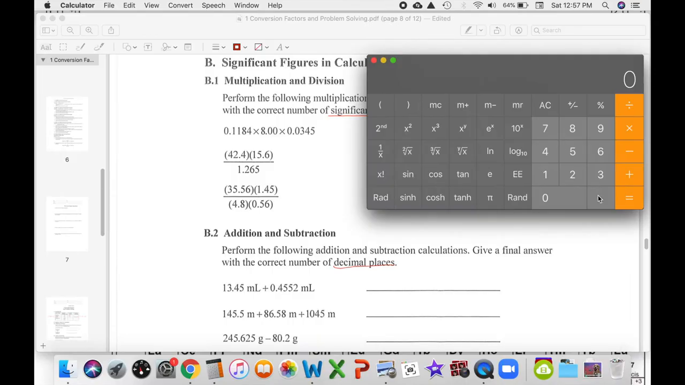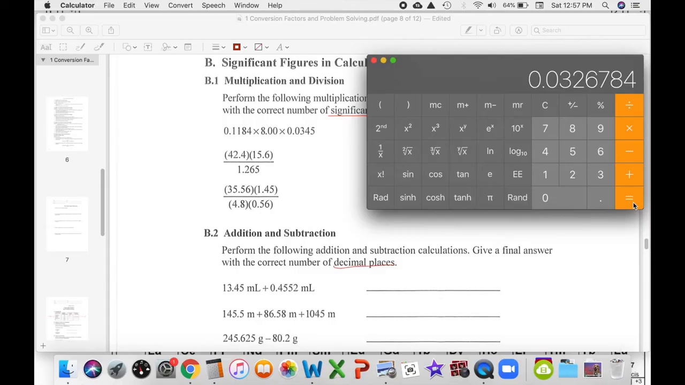Okay, and if I take 0.1184 and I multiply by 8.00 and I multiply by 0.0345, my calculator spits out the answer 0.0326784. Now, do I have to write down all those digits? And the answer is no. Our exercise here in part B is to figure out where do we cut off the number.